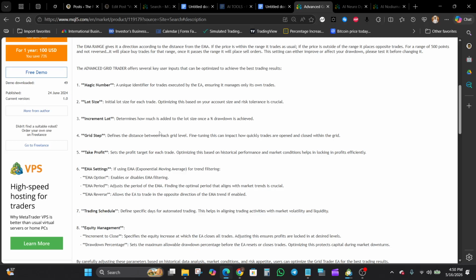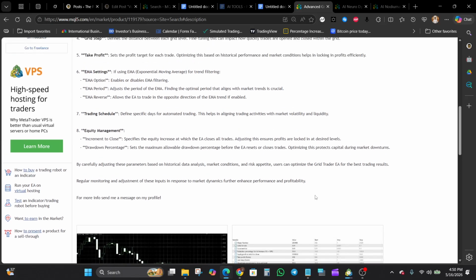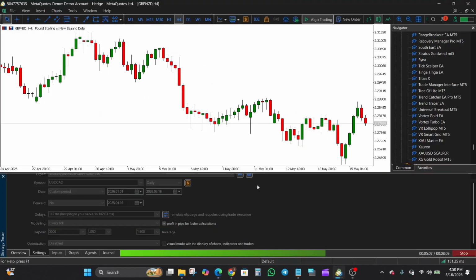Okay, so now before moving into the backtesting section, it is worth noting the recommended configuration idea mentioned by the developer, particularly the EMA-based setup and daily time frame focus. Okay, so now shifting into the backtest results, let's head over to our strategy tester so that we can look at the historical price action and how the EA interacted with it over time.